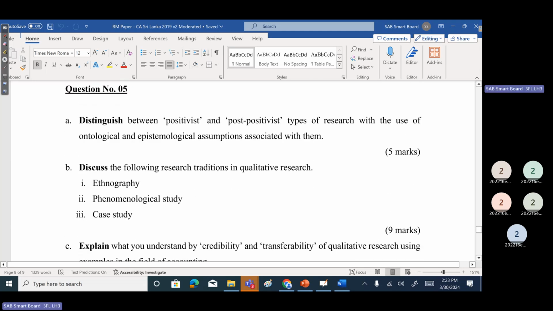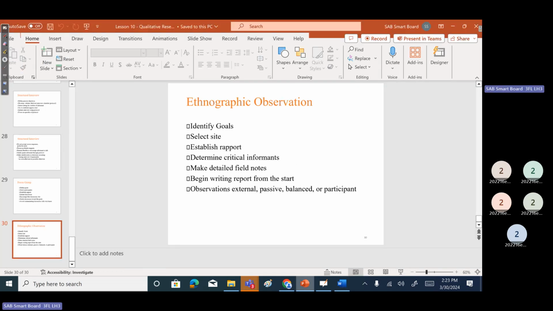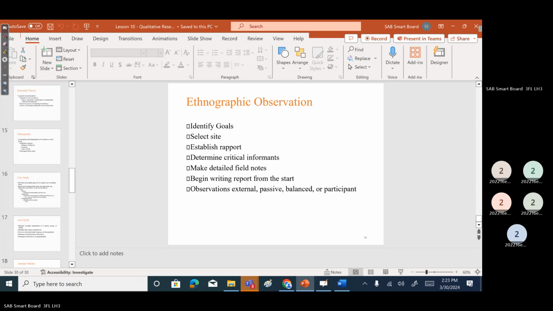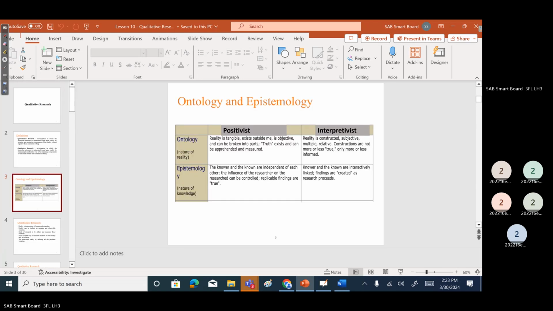Distinguishing between positivist and post-positivist types of research paradigms based on the ontological and epistemological assumptions. They are in a table. Ontology, epistemology. Positivism, post-positivism. Yeah, I'll show you again if you want to see. Positivism and interpretivism. Or you can call it positivist and post-positivist, whatever.